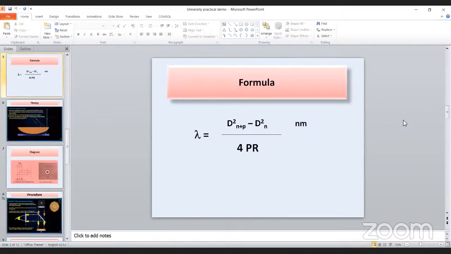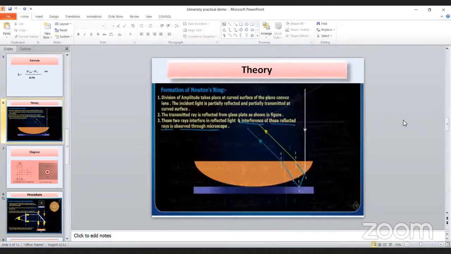The formula required for this experiment is lambda equals (dn+p square minus dn square) upon 4pR nanometer. Here dn+p is the diameter of the (n+p)th dark ring, dn is the diameter of the nth dark ring, and p is the difference between the nth and (n+p)th dark ring. Then R is the radius of curvature of the plano-convex lens.